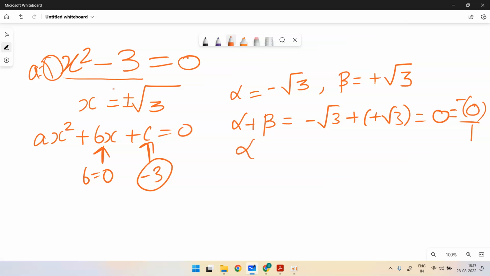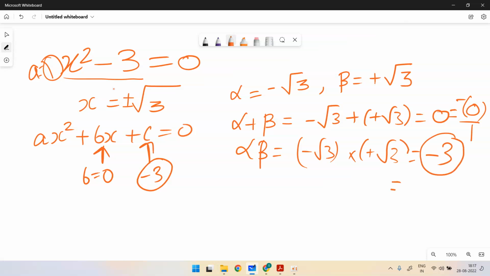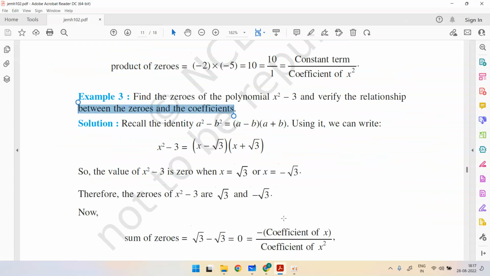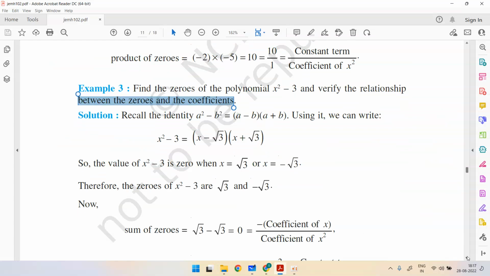What is alpha into beta? It is equal to minus root 3 into plus root 3, which is nothing but minus 3. This minus 3 is equal to the constant term, minus 3 is the constant term, upon the coefficient of x square.